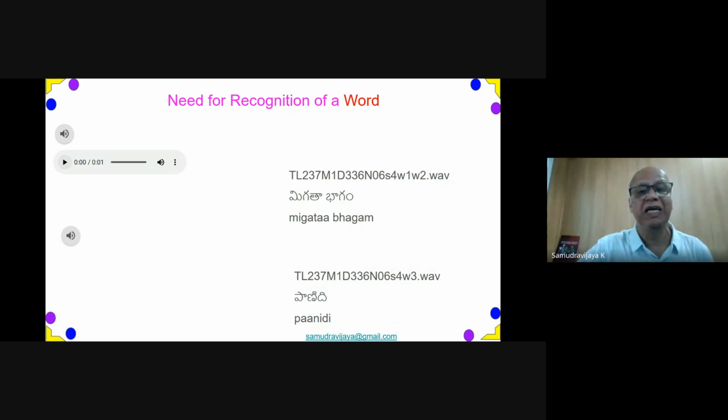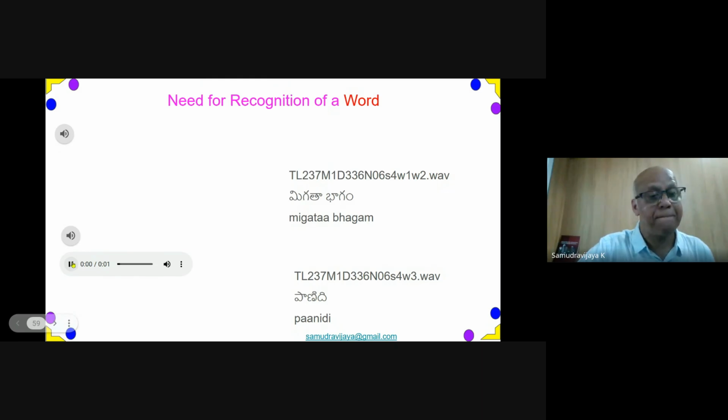Let me play this. Earlier, Vigata, he spoke it as Magata. Now let us see. Megita Baram. Megita Baram. Vigata at least came out all right. But Bhagam, slightly better, but not that great. Megita Baram. Bhagam has not changed. Now let's look at the Panidi. Earlier he said something like Vanidi. Now Pardi. Pardi. The A has come out already.